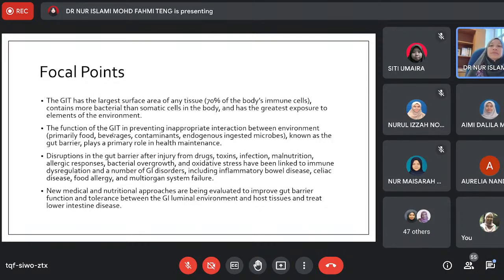We just refer to the symptoms, and then we look at our nutrition assessment, our nutrition diagnosis, and we manage that. Okay. So the focal point is the GIT has the largest surface area of any tissue, which holds 70% of the body's immune cells. It contains more bacteria than somatic cells in the body and has the greatest exposure to elements of the environment. So the function of the GIT in preventing inappropriate interaction between the environment, primarily foods, beverages, contaminants, and endogenous ingested microbes, known as the gut barrier, plays a primary role in health maintenance.